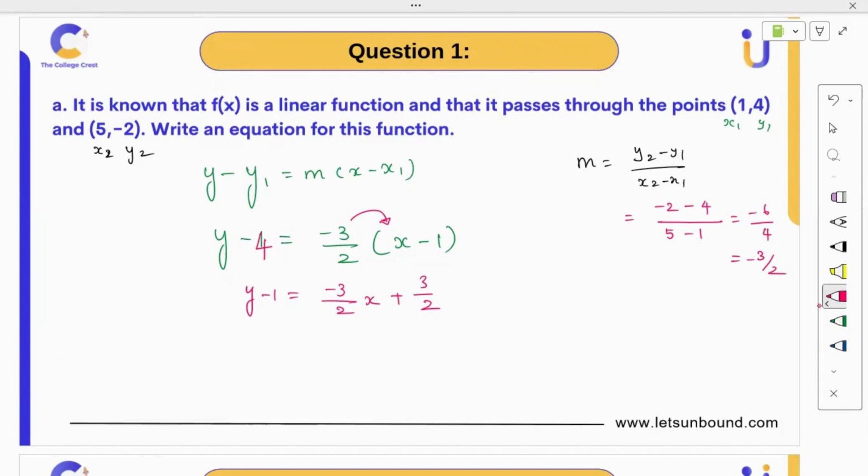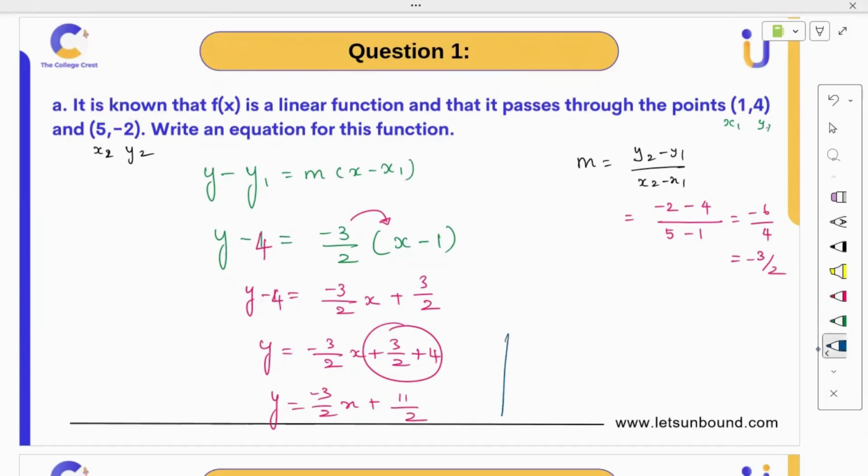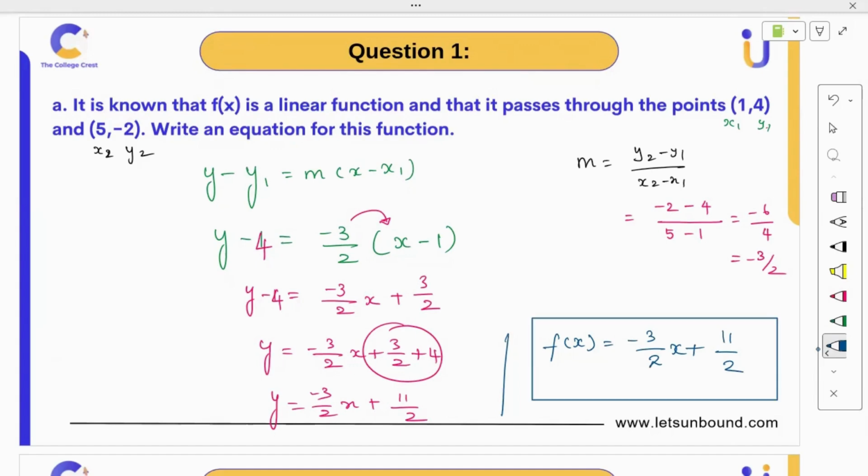Actually, here 4 will come, right? Y minus y1. So this minus 4 will shift here. So y equal to negative 3 by 2x plus 3 by 2 plus 4. When you simplify these, it will become 11 by 2. And write it as a function, not just an equation. So you put f of x equal negative 3 by 2x plus 11 by 2. That's simple. So this is part A.